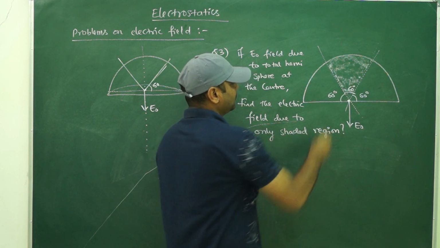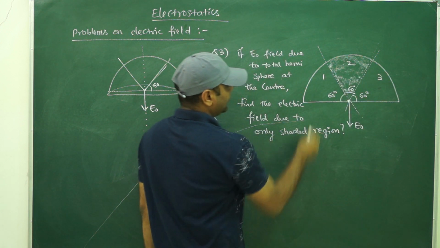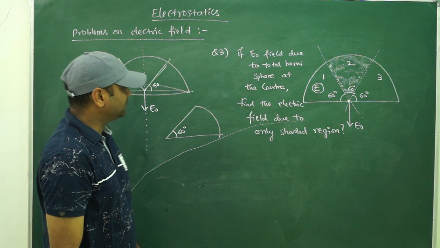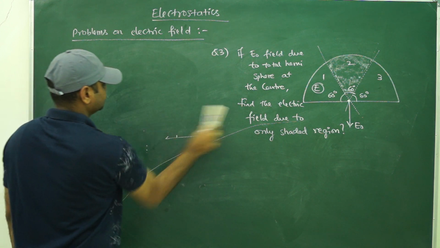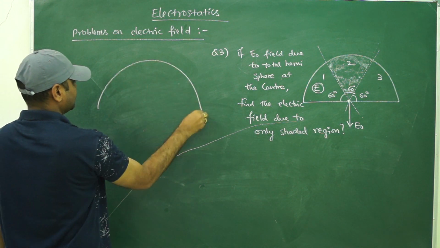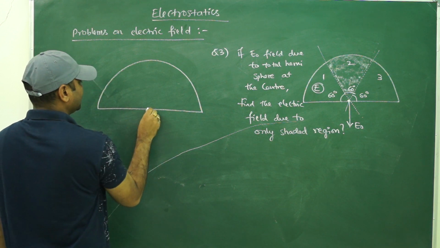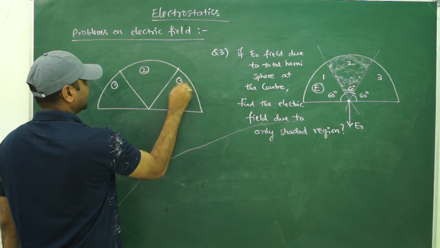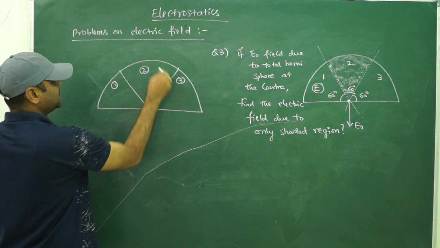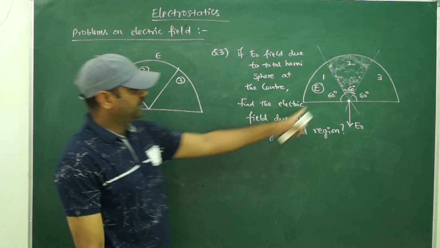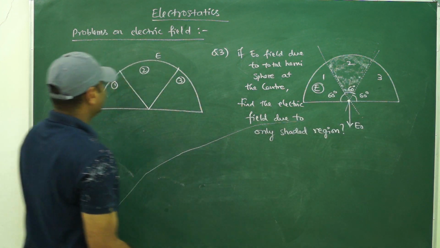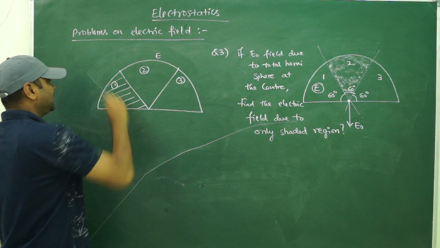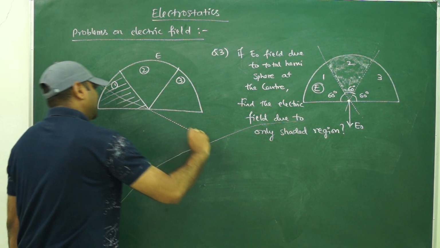First, three parts are there: 1, 2, 3. If I take the field due to one part as E, then the field due to the second and third parts will also be E. So this is the hemisphere, and I have the first, second and third parts. The field due to each part is E, obviously. Then how is the field direction for one part? The field direction will be along the angle bisector.